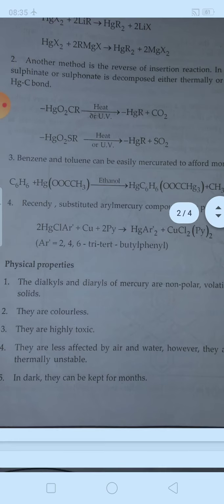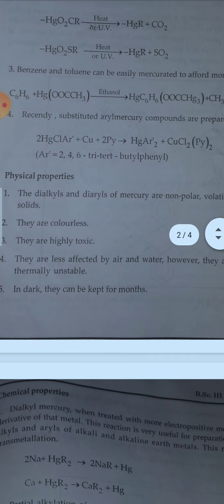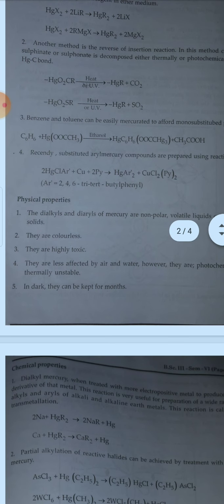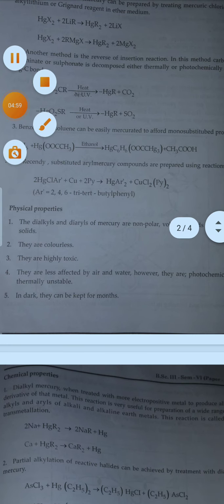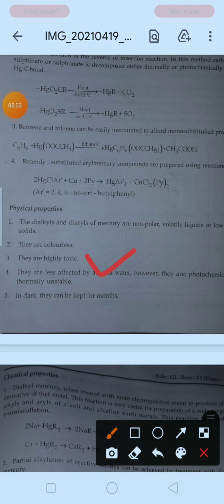Now when we talk about the physical properties, always keep in mind mercury is a harmful and toxic element. So naturally the compounds which are formed by mercury or in presence of mercury will also be highly toxic. So the first property is that it is highly toxic. Similarly, it is colorless.